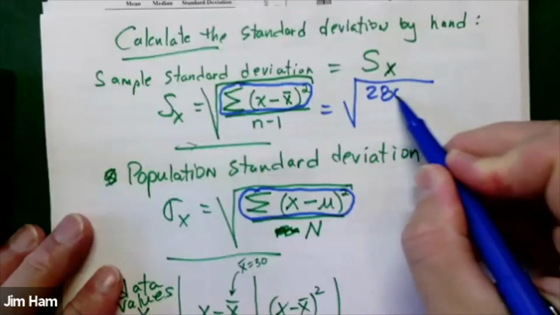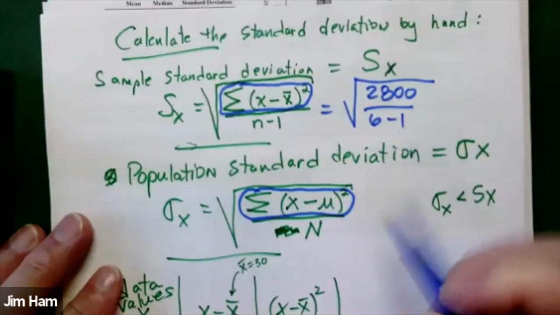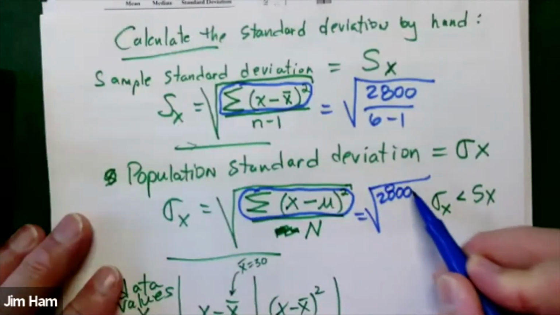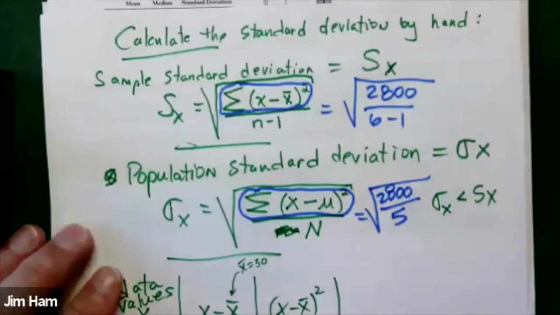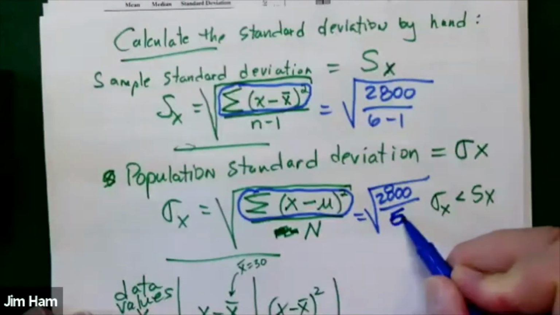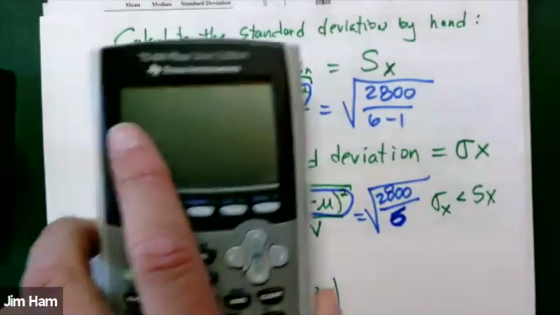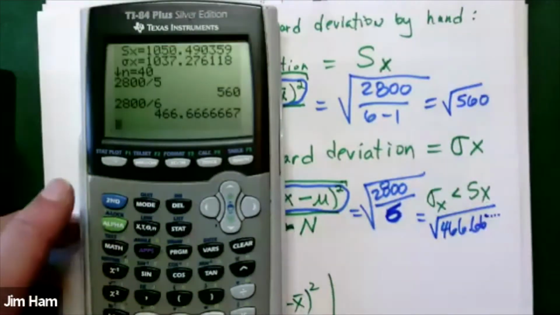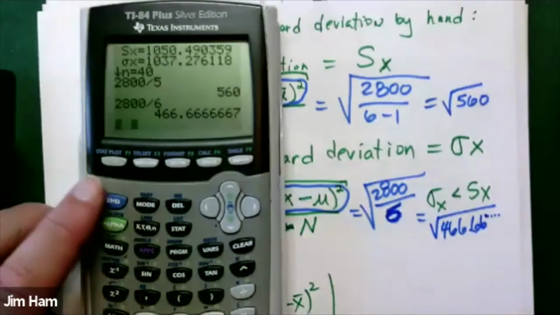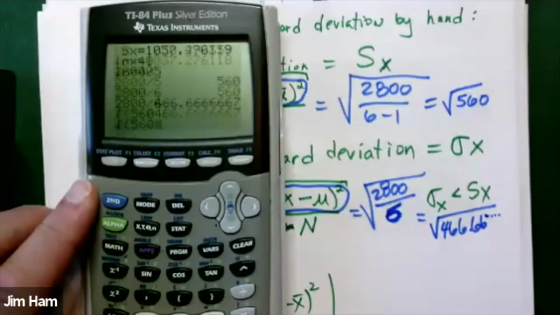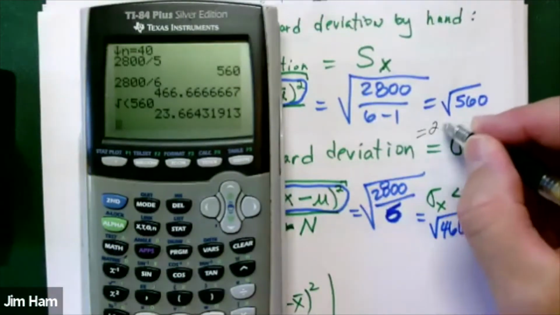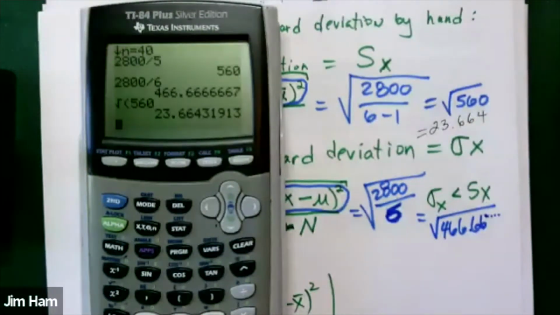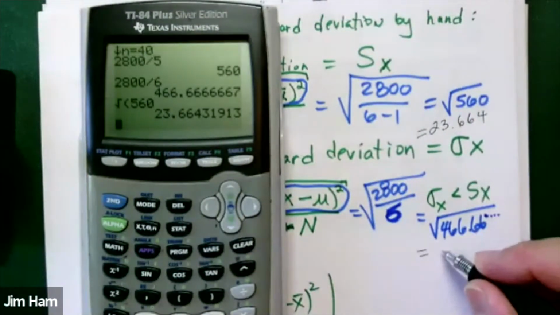So the rest of the calculation would go like this. We have 2,800 divided by 6 minus 1. And down here, we have the square root of 2,800 all over 5. Oops, all over 6, the population size. And at some point, you're going to have to get your calculator out and evaluate this. And then finally, the square root of 560 is equal to 23.664 if we just round it to 3 decimal places. And this one here would be 21.602.